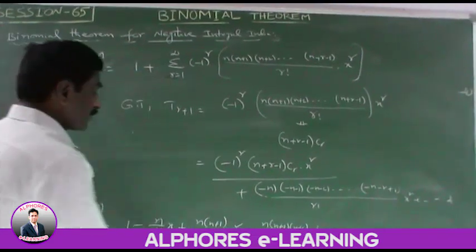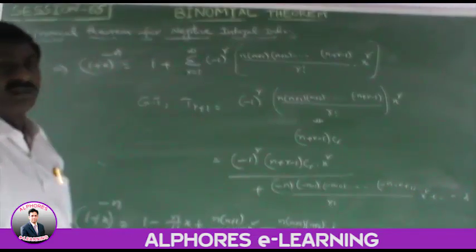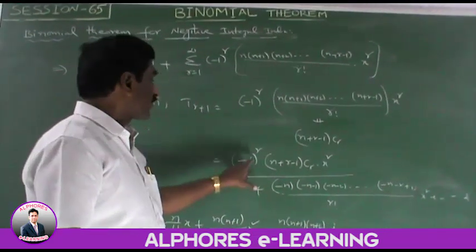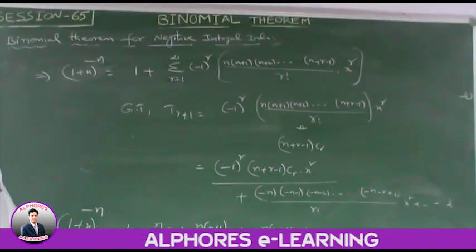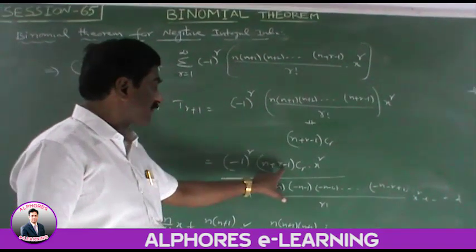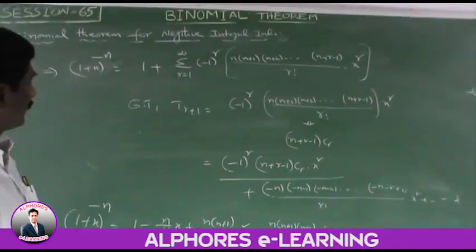Okay. What is the coefficient of x power r in this case? The coefficient of x power r is (minus 1) whole power r into n plus r minus 1 C r. Very important property. Okay. (Minus 1) whole power r into n plus r minus 1 C r into x power r. Next.